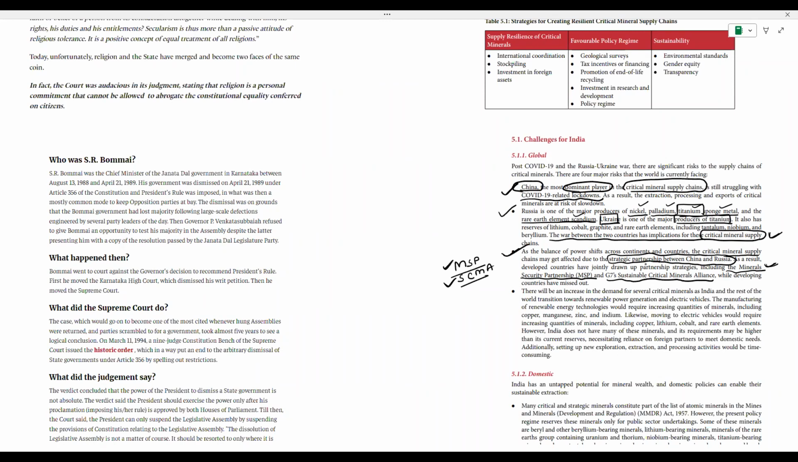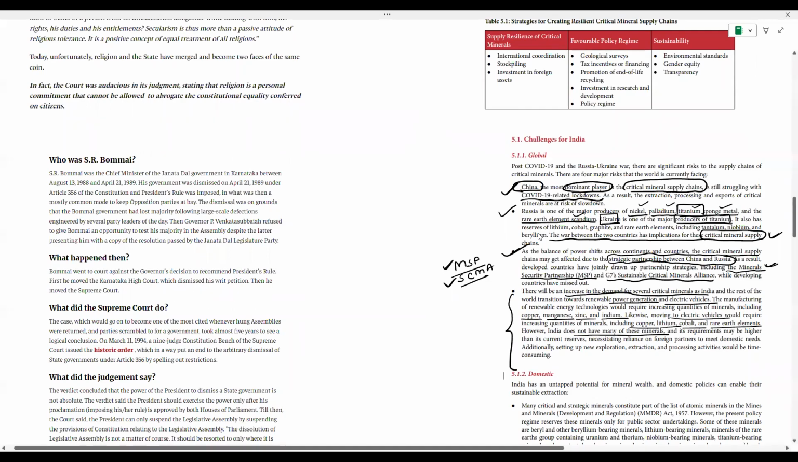And there will be increased demand for minerals in the future. Why? Because we are transitioning to green energy and to electric vehicles. These require copper, manganese, zinc, indium. Likewise, electric vehicles would require copper, lithium, cobalt, rare earth elements. However, India does not have these minerals. So what do we need to do? We need to secure these minerals. So now you understand why these minerals are important for India.